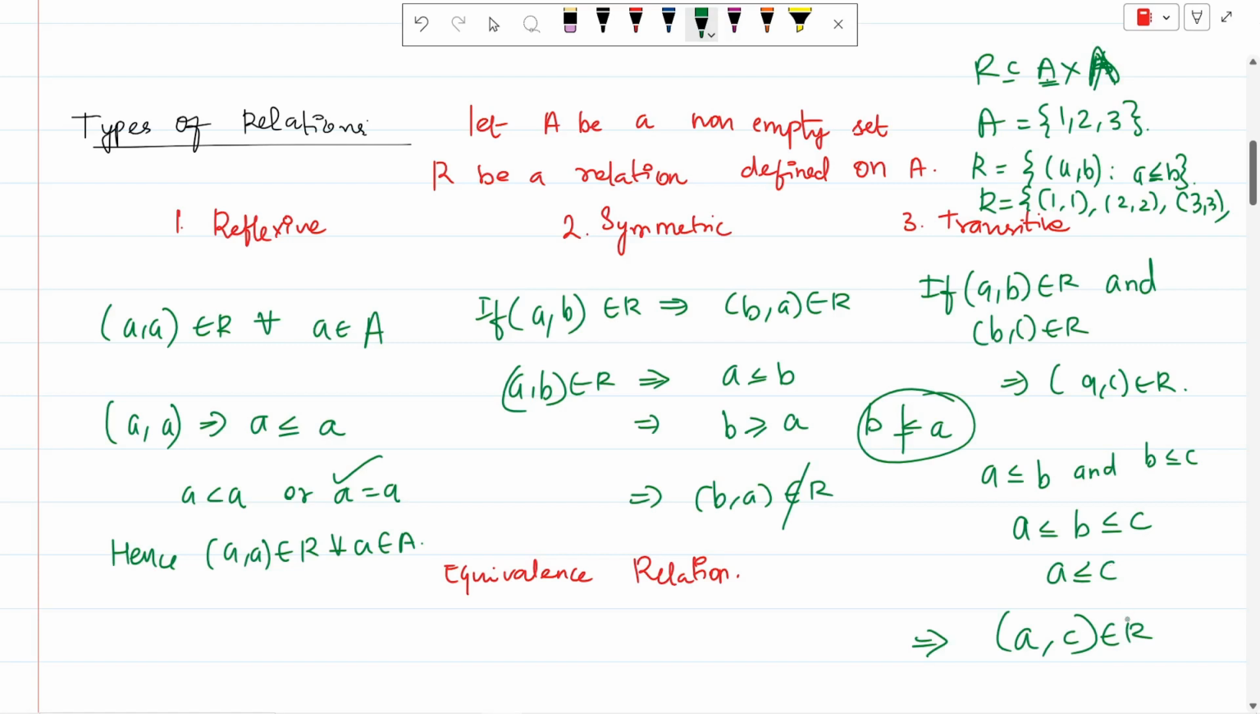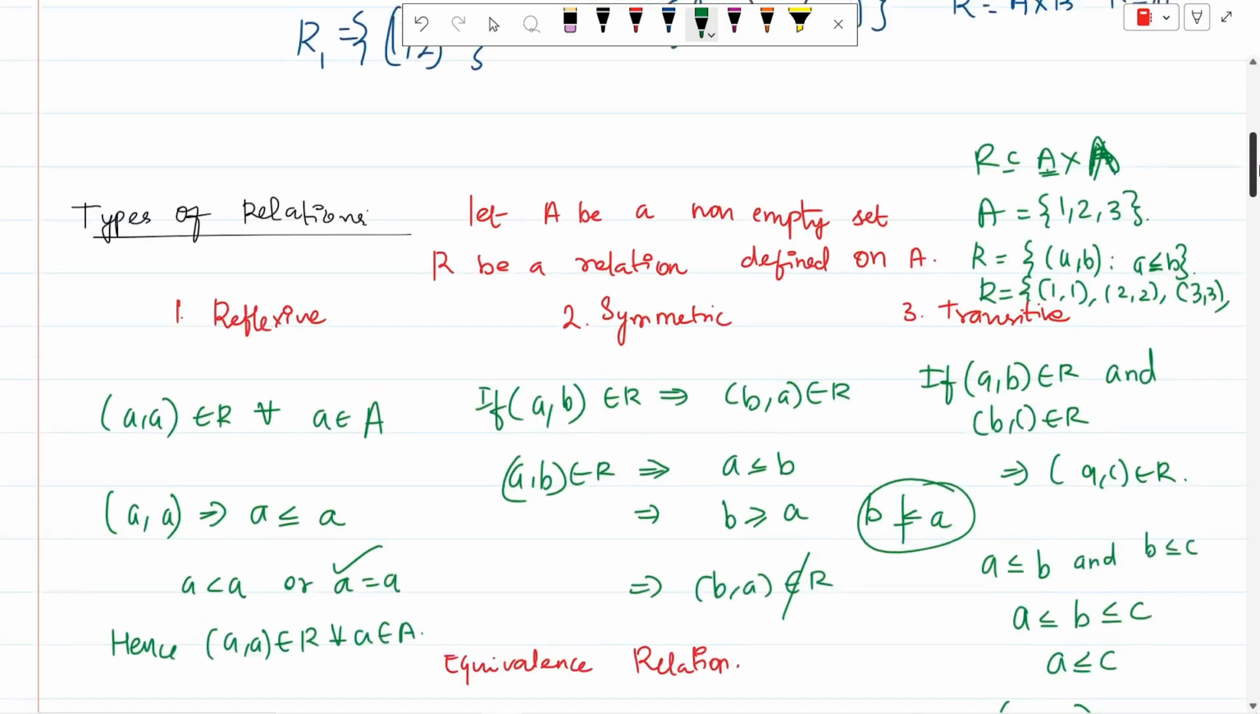Hence it is transitive. So this given example is reflexive and transitive, but it is not symmetric. So in the relation நம்ம equivalence சொல்ல முடியாது. Equivalence na it should satisfy reflexive, symmetric and transitive. All the three satisfy ஆயிடுச்சு அப்படின்னா then the relation is an equivalence relation.